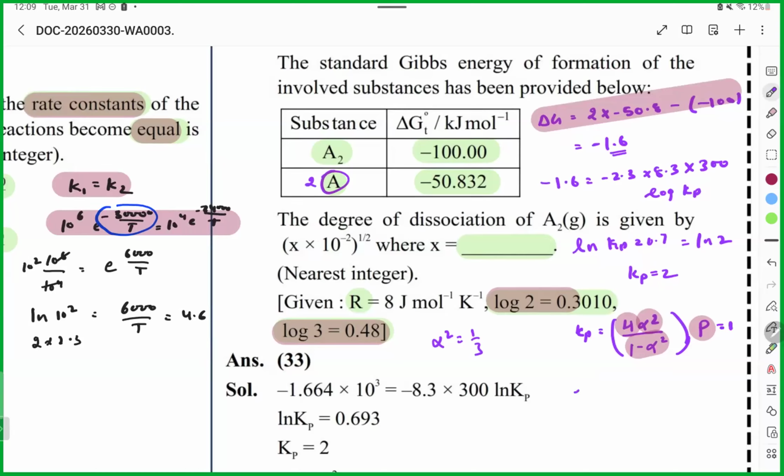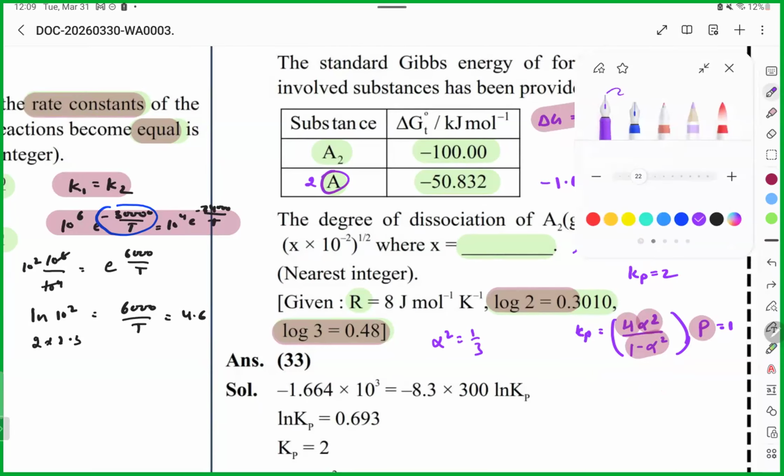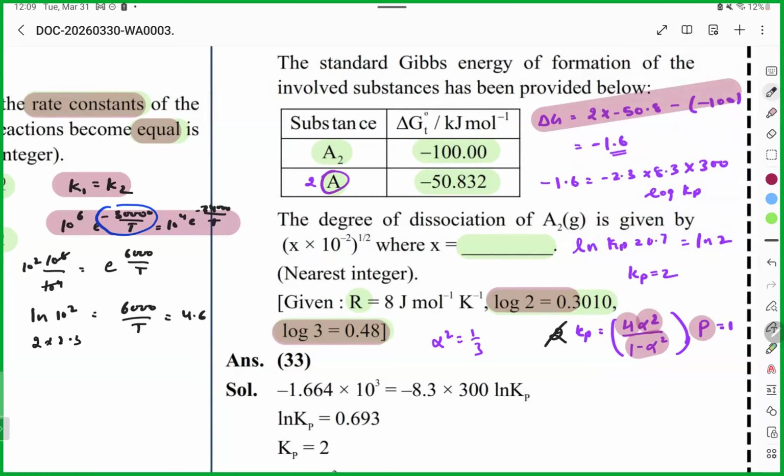So 2 minus 2 alpha square is equal to, no need. Why am I doing this? I can cancel simply. Correct? If I put value 2 here, Kp value is 2. This 2 will cancel 4. It will be 2. So 1 minus alpha square is equal to 2 alpha square. So 1 is equal to 3 alpha square. Alpha square will be equal to 1 by 3. Correct? So alpha will be 1 by root 3.